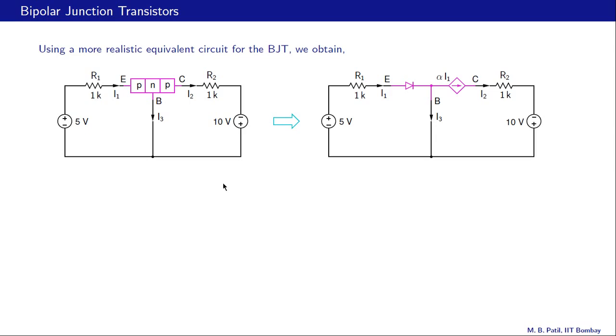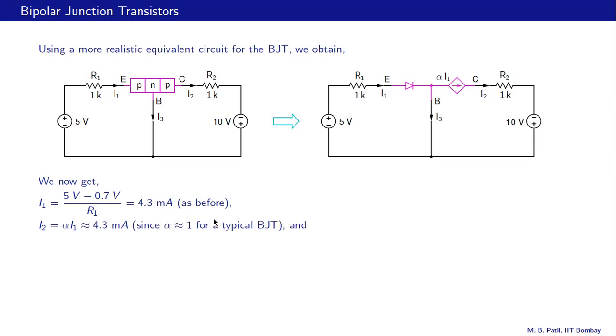Let us now look at I1, I2, I3. As far as I1 is concerned, nothing has changed really. We have 5 volts here, of which 0.7 will drop here, and I1 will then be 4.3 divided by 1K, which is 4.3 milliamp. What about I2? I2 is given by alpha times I1, and alpha is nearly equal to 1 for a typical transistor. So therefore I2 is also equal to about 4.3 milliamps.